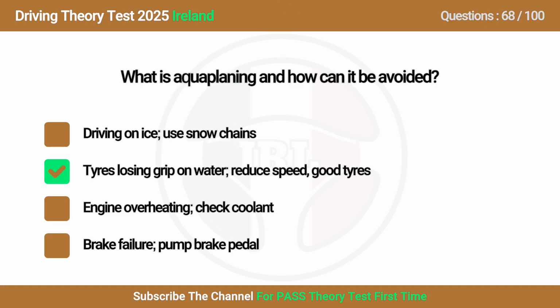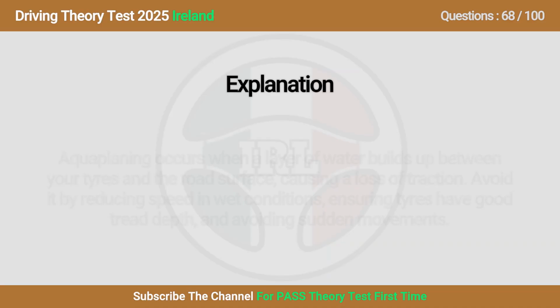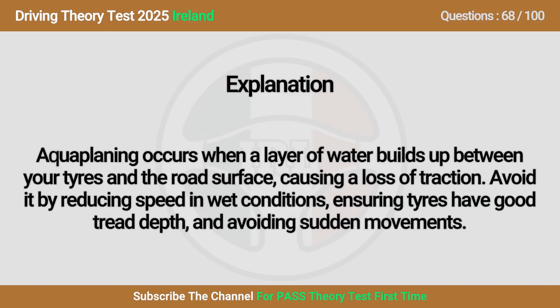Answer is B. Tires losing grip on water, reduce speed, good tires. Aquaplaning occurs when a layer of water builds up between your tires and the road surface, causing a loss of traction. Avoid it by reducing speed in wet conditions, ensuring tires have good tread depth, and avoiding sudden movements.